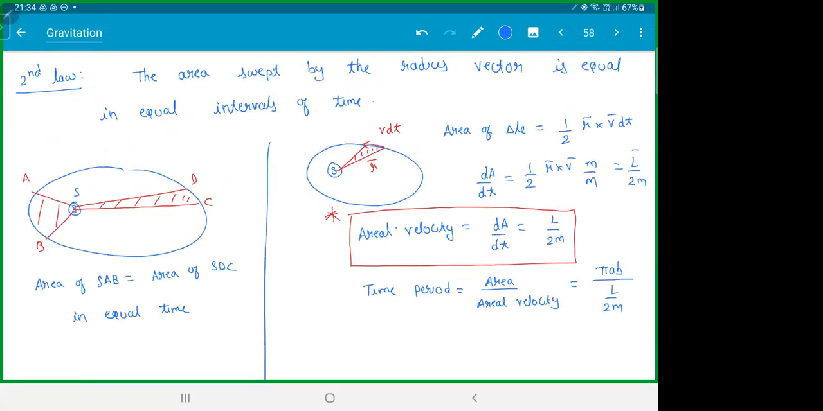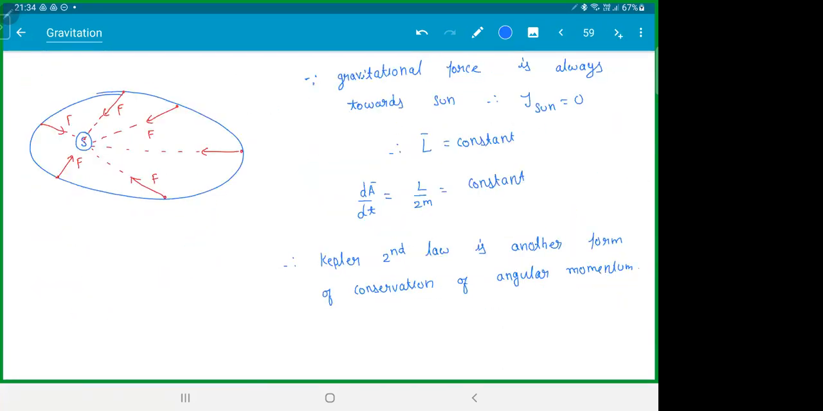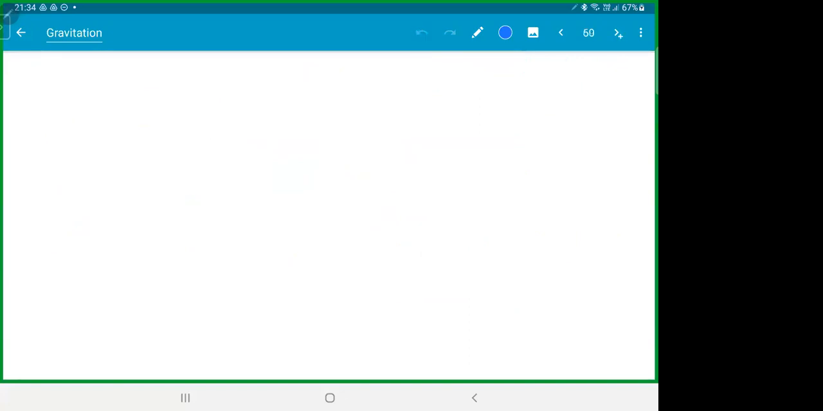Second law is important. The aerial velocity formula. And this is another form of conservation of angular momentum. Next thing. Kepler's third law. The time period of this orbit is proportional to semi-major axis cube. So T square is proportional to a cube.